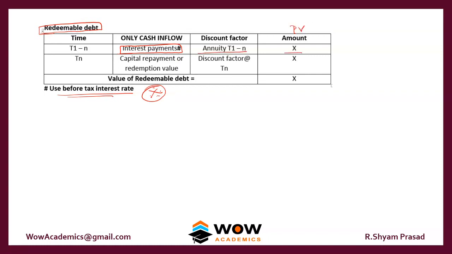So the value is a present value. Then take the capital repayment or redemption value multiplied by that year's discount factor, and you will get the present value. Add both present values, and you will get the value of the redeemable debt. So the key part to remember here is that the interest payment is before tax. This is very, very important, so ensure that you always remember it.